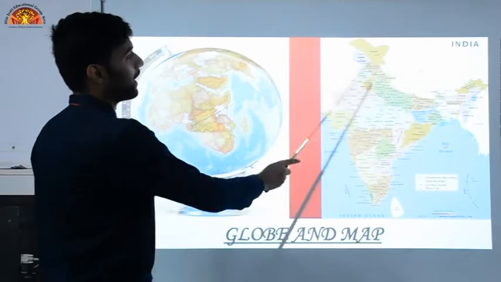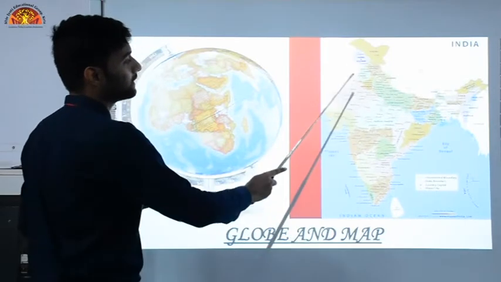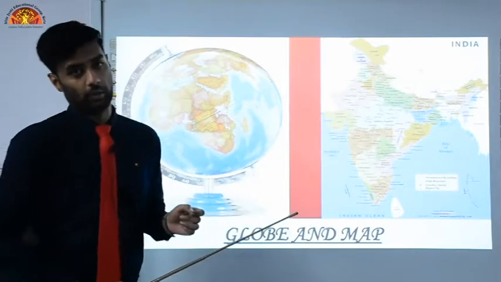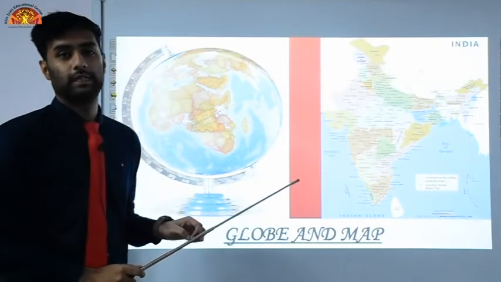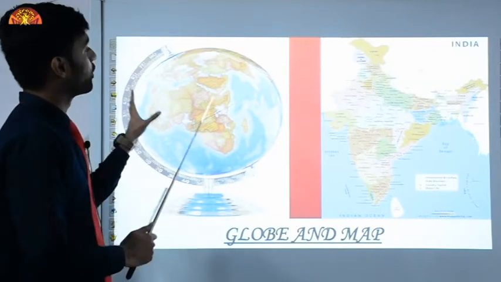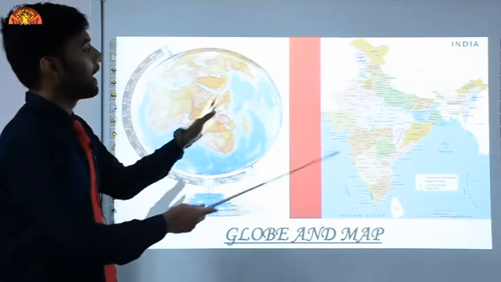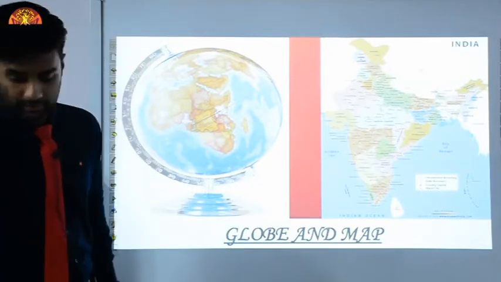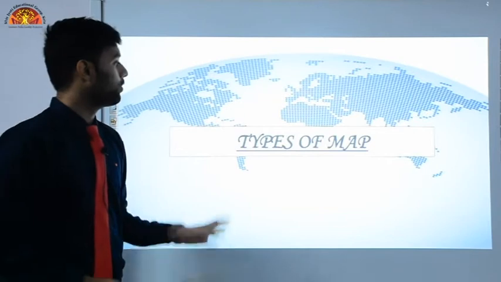For example, now here is a map of India. On this I can see different states, the rivers, the neighboring countries and so on. Okay, but it is not possible to see it on the globe. Another thing is the globe is very bulky to carry, but a map is easily foldable and you can keep it in your pockets. Now we're learning about types of map.